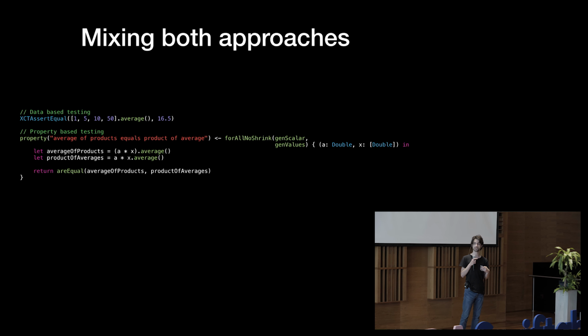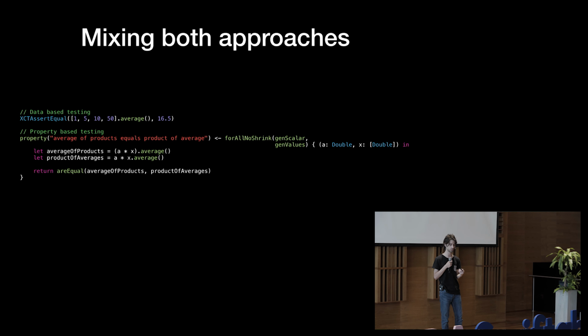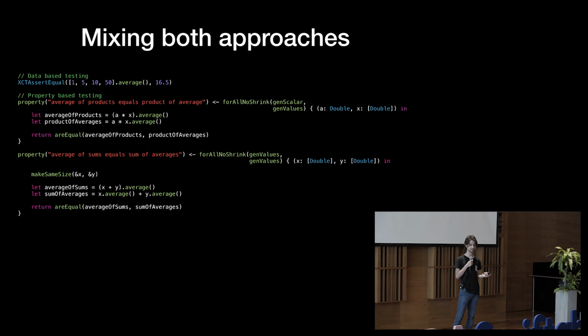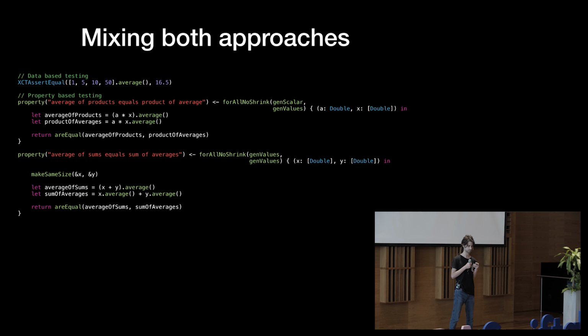But we could also write property-based checks that are going to test properties of the average. For instance, for an average, the average of product is equal to the product of the average. So we can write a property-based test that is going to check that this property holds true. We can do the same thing for the fact that the average of sum is the sum of the average. And as you can see, when we mix both approaches, we get a very interesting test coverage, because we are testing our code in different ways and in ways that basically complement each other.